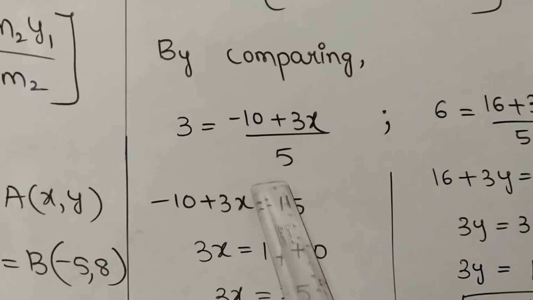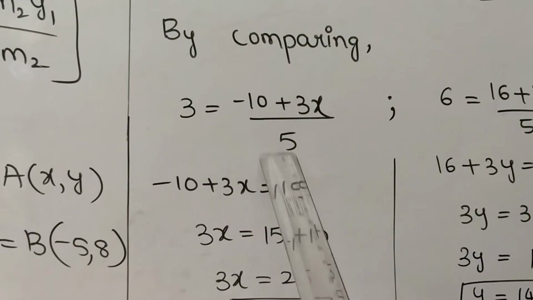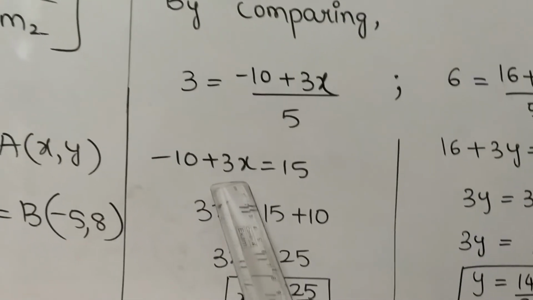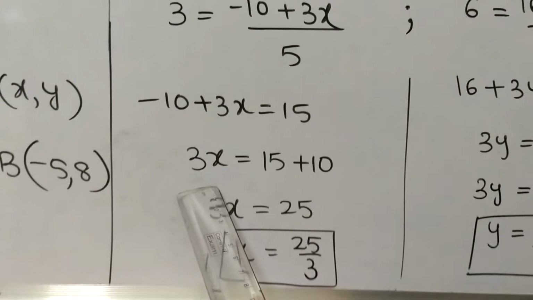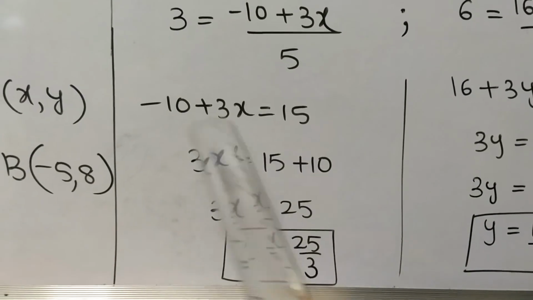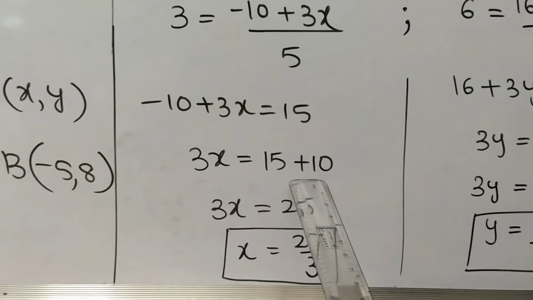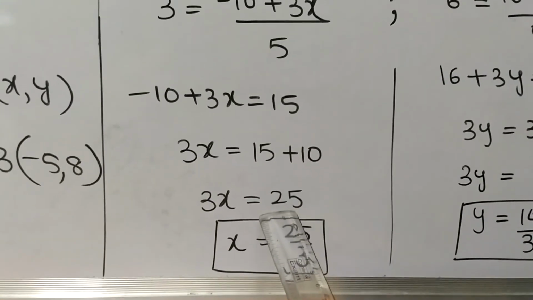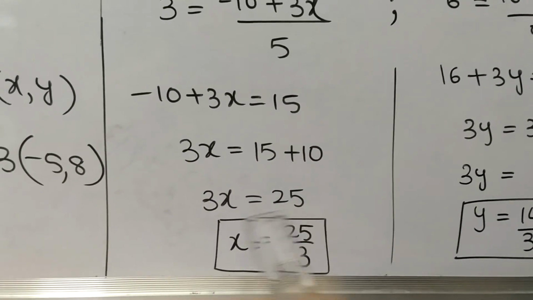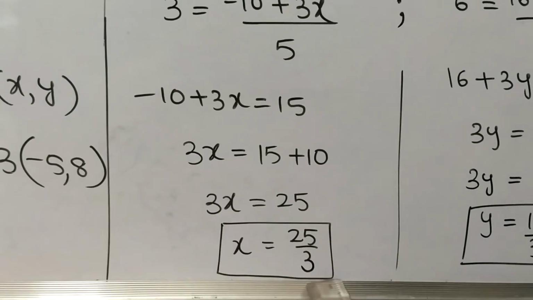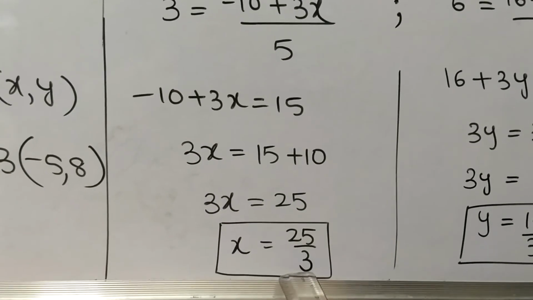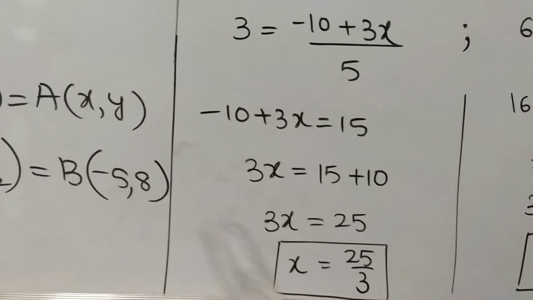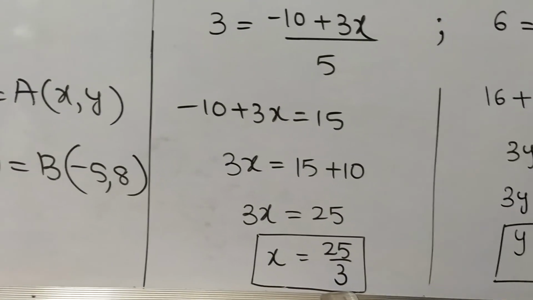Now multiply this 5 with 3, what you will get, 3 fives are 15, and -10 + 3x equals 15. From here 3x equals 15, and send this minus 10 to this side, it will become plus 10. 15 plus 10 is 25, students. So 3x equals 25, and send this 3 to this side, it will become x equals 25 by 3. Nothing but here in this point (x, y), the x is 25 by 3.